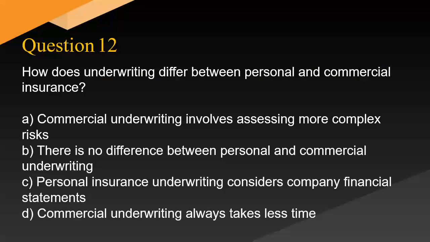How does underwriting differ between personal and commercial insurance? A. Commercial underwriting involves assessing more complex risks. B. There is no difference between personal and commercial underwriting. C. Personal insurance underwriting considers company financial statements. D. Commercial underwriting always takes less time.